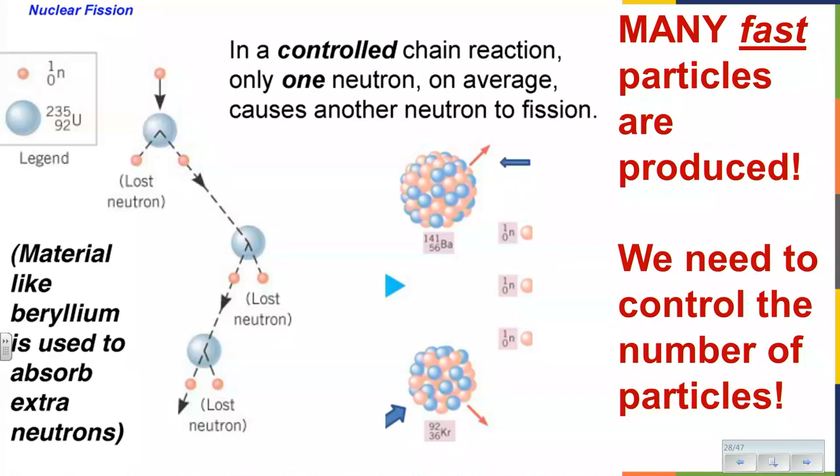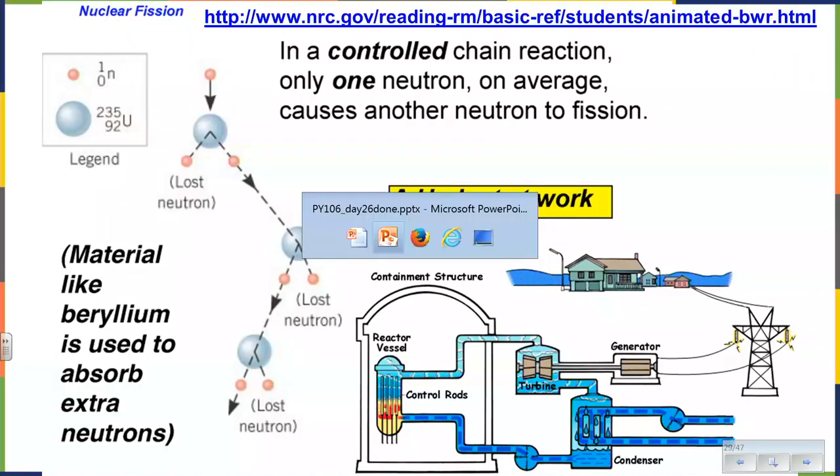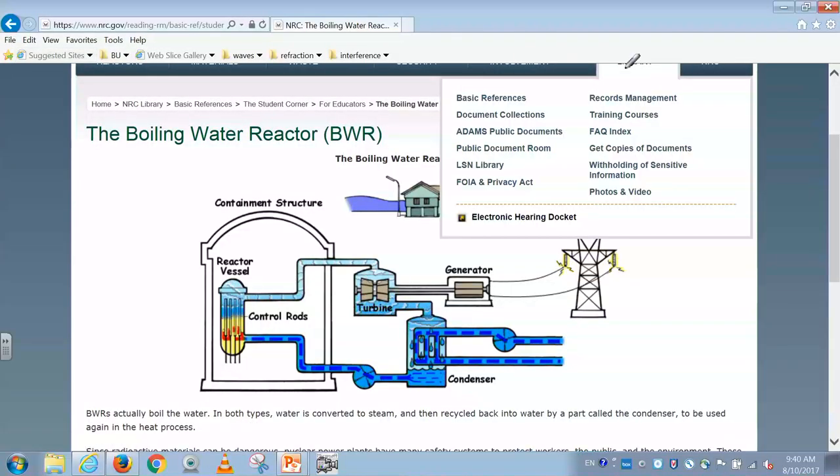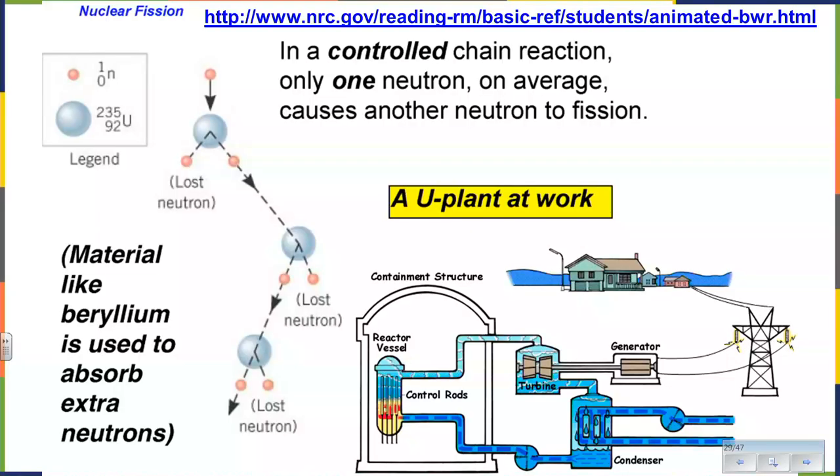Well, so that's how an atomic bomb would work. To prevent that from happening, we need to manage the number of neutrons which reach the next nucleus. So we have to be able to absorb unnecessary neutrons. And, well, we have to use special materials. One of the best is beryllium. Every atomic plant has beryllium rods. They put them in or out to manage the number of neutrons. And in that case, we can manage the energy release.